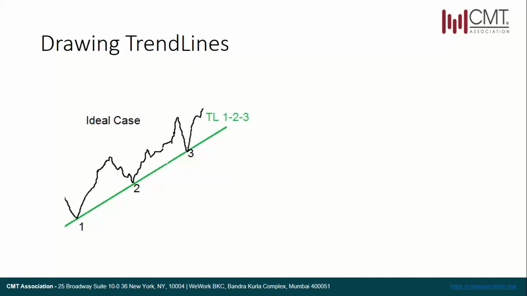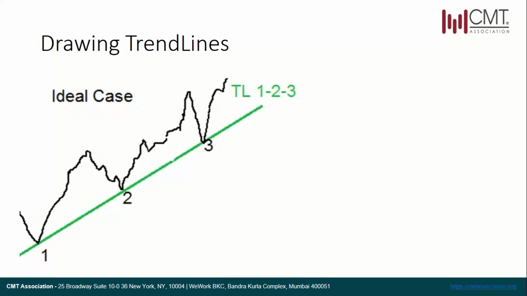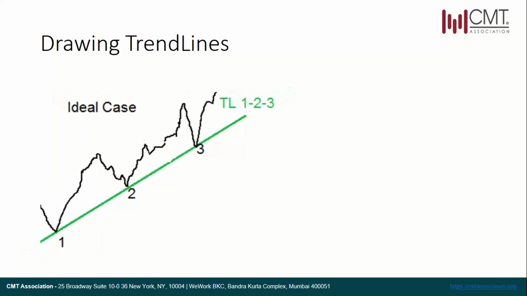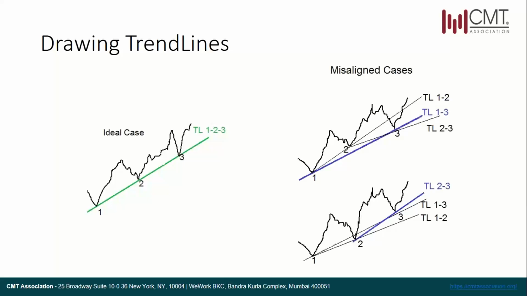And again, when it comes to drawing a trend line, in an ideal case, if there is an uptrend, then probably you would find all these points 1, 2, and 3 lying in a very straight line. But this is an ideal case. This is theory. In reality, you don't find these sort of nice structures in place. What you encounter is misaligned cases, where the points 1, 2, and 3 are not in a straight line, so they don't quite fit in nicely.